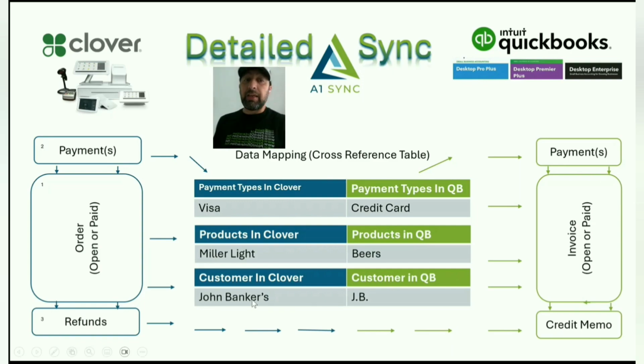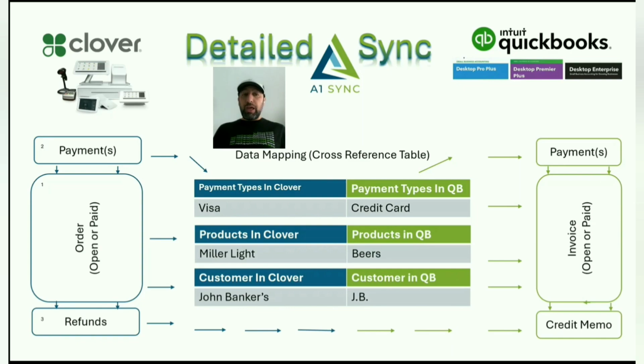Customer is the same thing, and the reason why you would want to have a cross-reference for customer, here's a perfect example, right? So you have John Bankers with an apostrophe S here on this side. Maybe that was not supposed to be there, but that's how it was entered by whoever was entering it in Clover. And then in QuickBooks, that customer is actually spelled out J.B. Right? So JB. So there it is. And so in a normal integration, that's going to crap out, right? Like, how do you know that John Bankers equals to JB? With the cross-reference capabilities, you do.